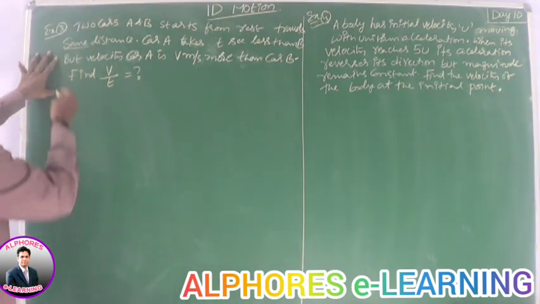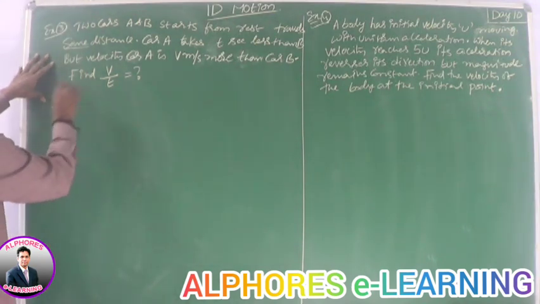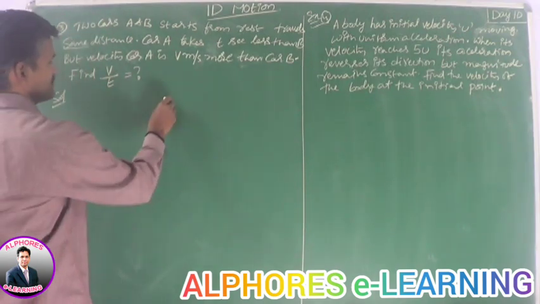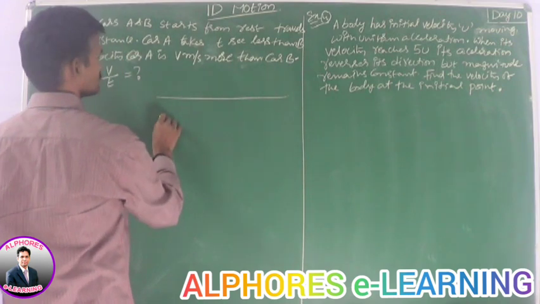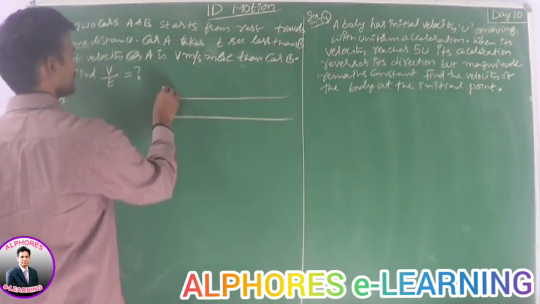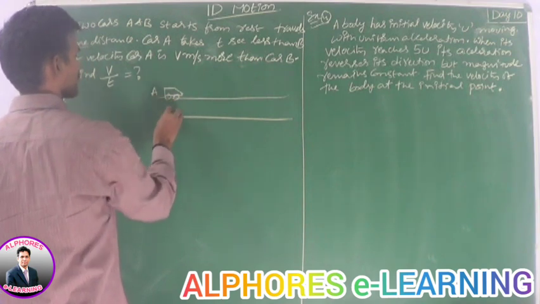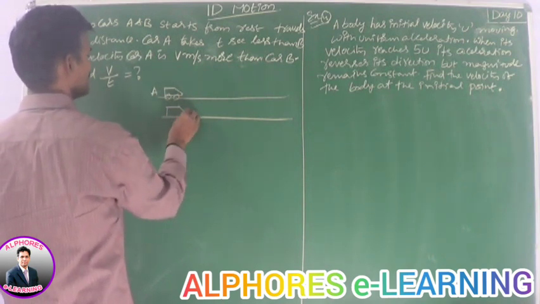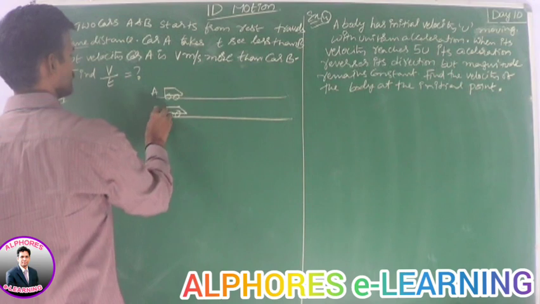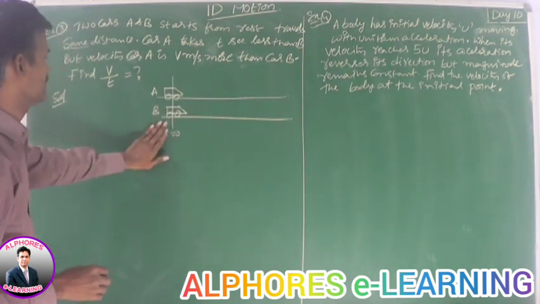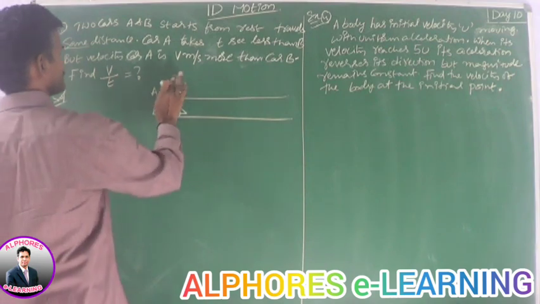Follow carefully. Suppose we first take a rough diagram to solve the situation. Suppose these are two cars, car A and car B. This is car A and this is car B. This is t equal to 0. Sorry, let's start from rest.